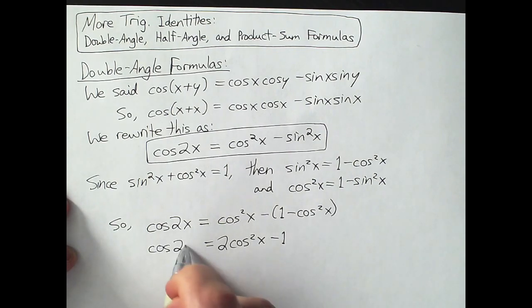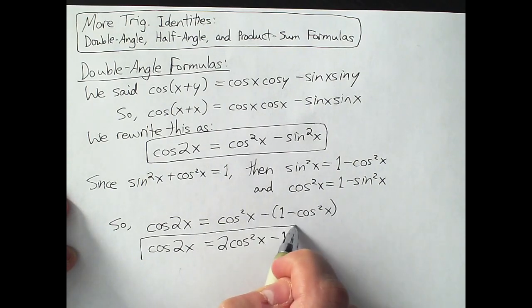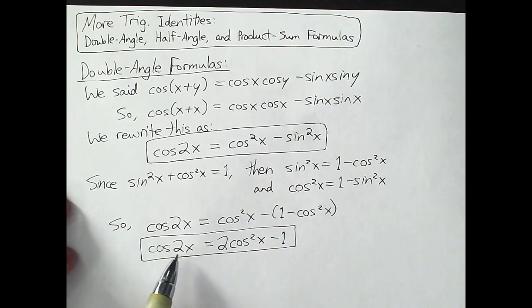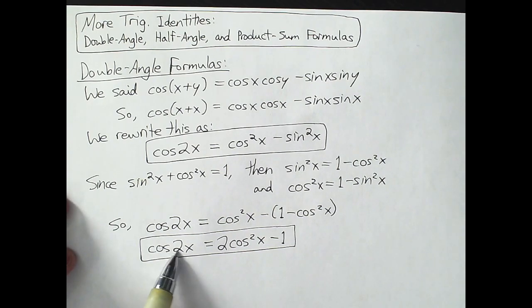I'll put the left-hand side again. This is another one of those double angle formulas on the reference sheet for cosine. It's called a double angle formula because on the left we have twice an angle. X is an angle, twice an angle. You do cosine of twice an angle and you get this. Or this. They're both equivalent.